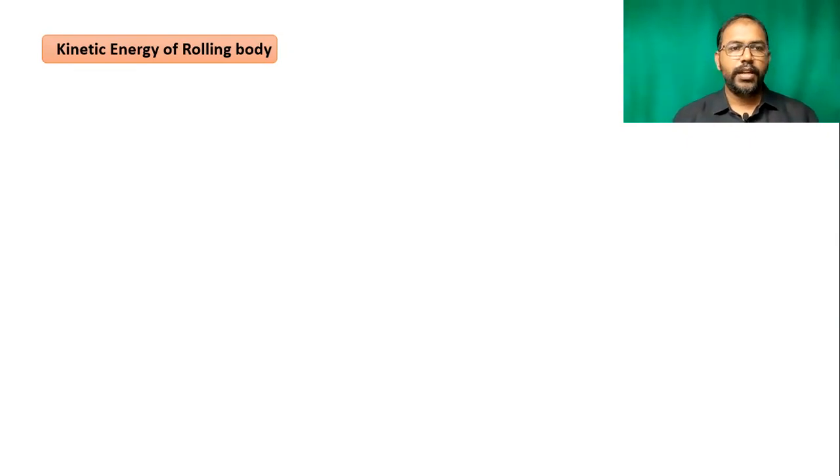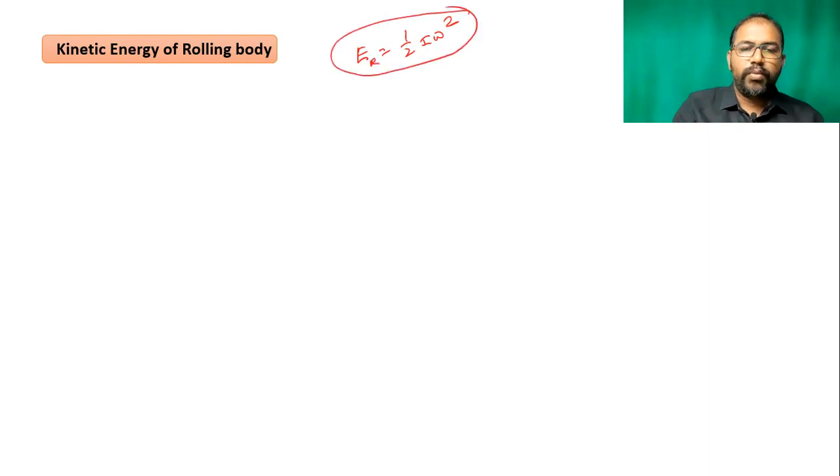Rotational dynamics, and it is kinetic energy of rolling body. So in the previous class, we already learned the kinetic energy of a rotating body, and we get 1 by 2 I omega square. So this is for a rotating body. Now we have to find out, if the body is rolling, then how much is the kinetic energy.